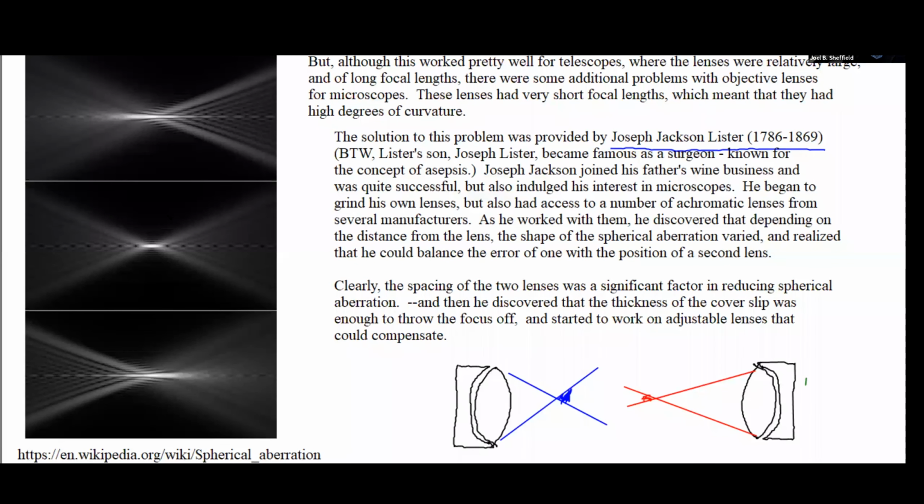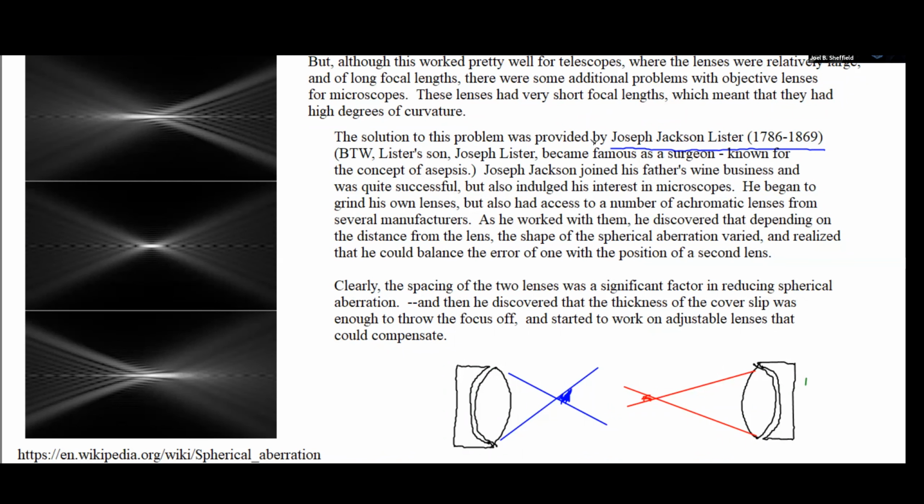J.J. Lister, I don't know what to do. By the way, Lister, the surgeon, had a son who was also named Joseph. And he wrote a history of his father and his grandfather. So the names will drive you crazy eventually.